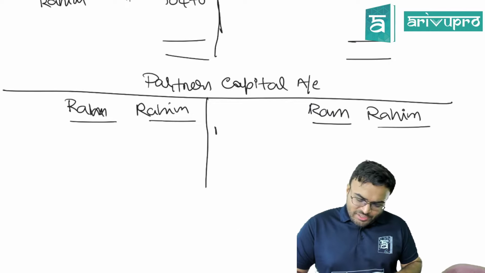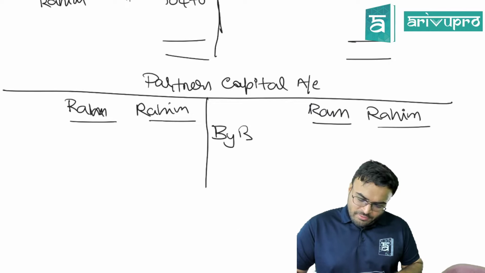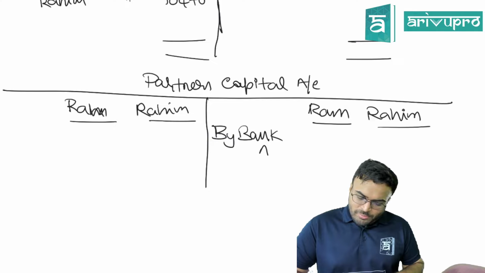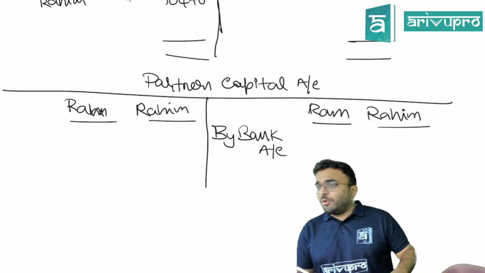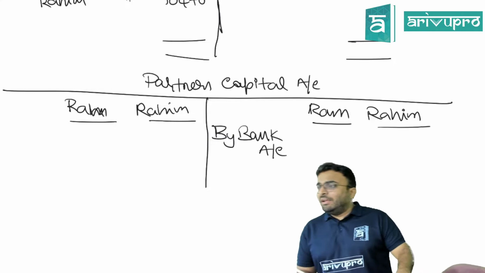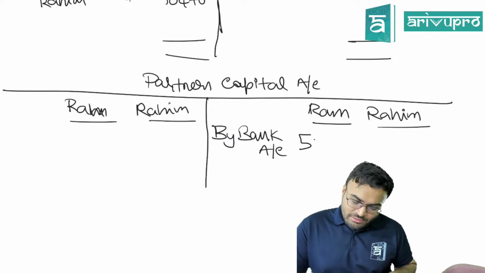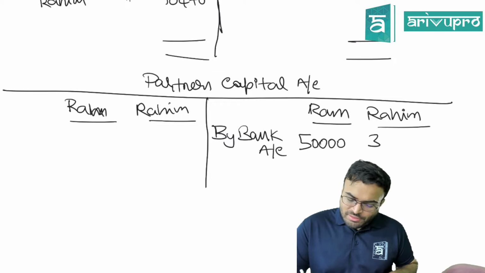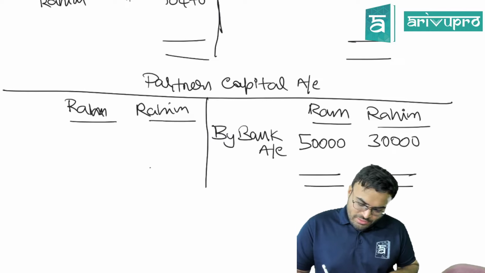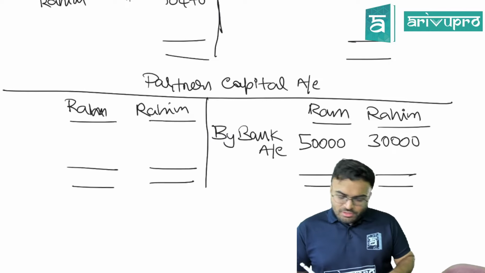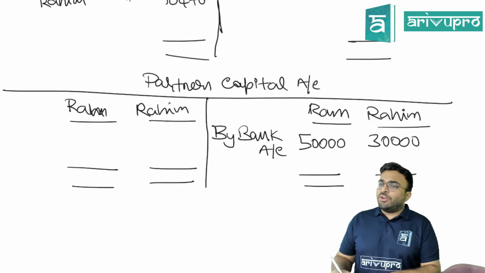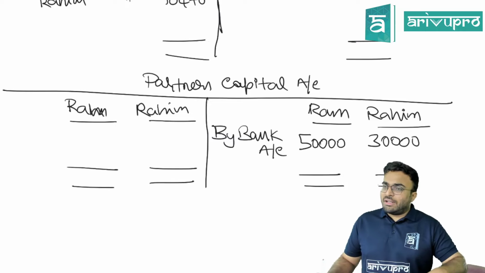Yes, what is the first entry? By bank account. Bank account debited to capital account because both of them have introduced capital. Capital of 50,000 and 30,000. Is there any other entry here? No, that is it. All the other entries went into partners current account.